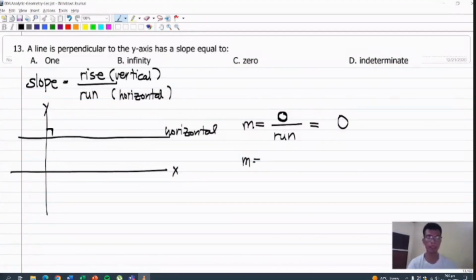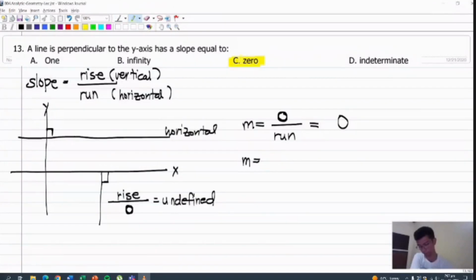And kapag nagbaliktad naman, kapag siguro naging ganito na siya, vertical naman sa x-axis ang ating line, so meron siyang rise, di ba? Purong rise naman ang ginagawa niya. Pero wala siyang horizontal movement na ginagawa. And this is undefined. So our answer sa problem number 13 is letter C, 0.